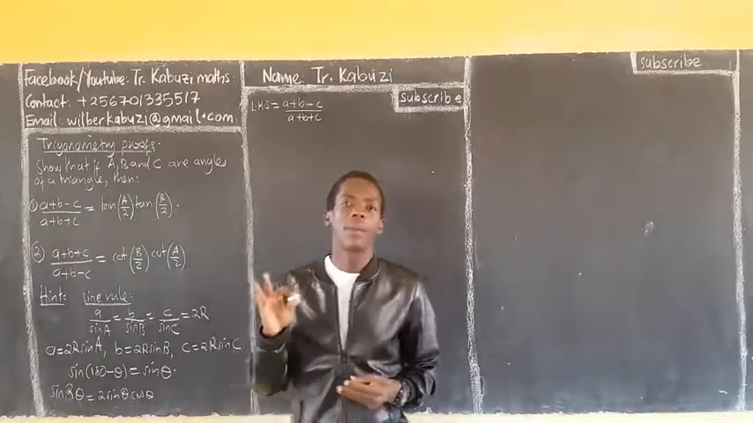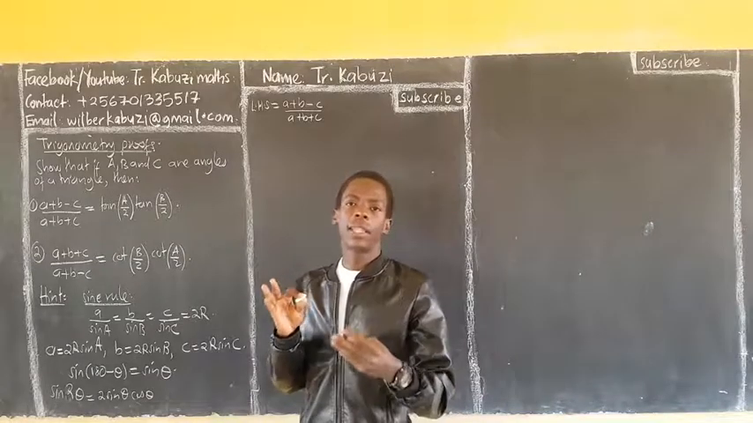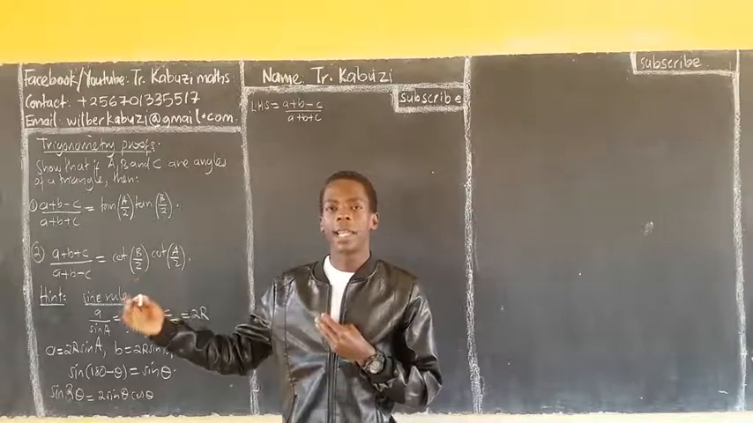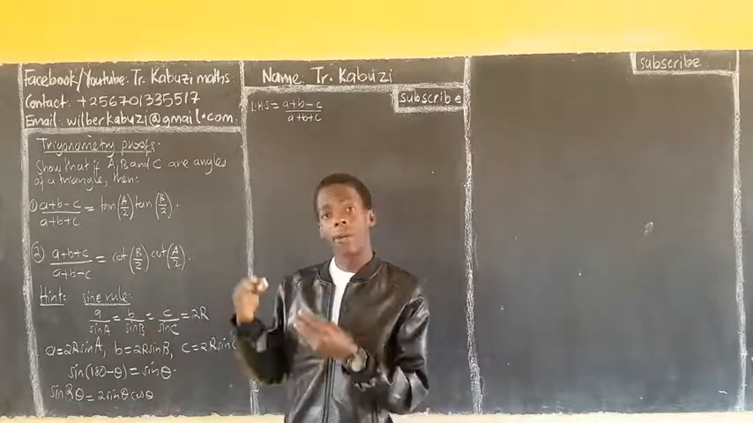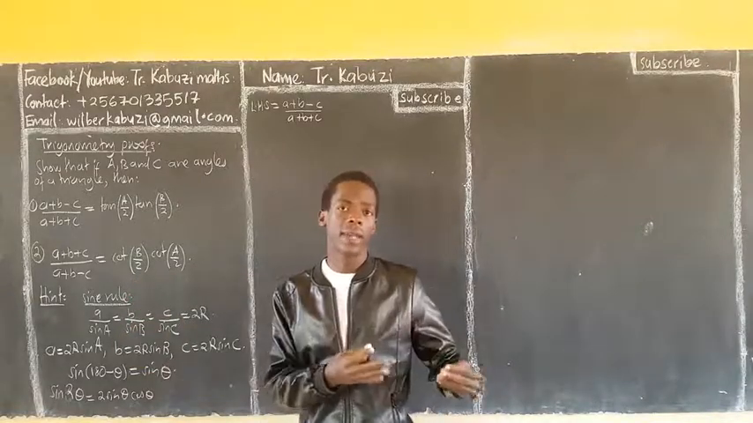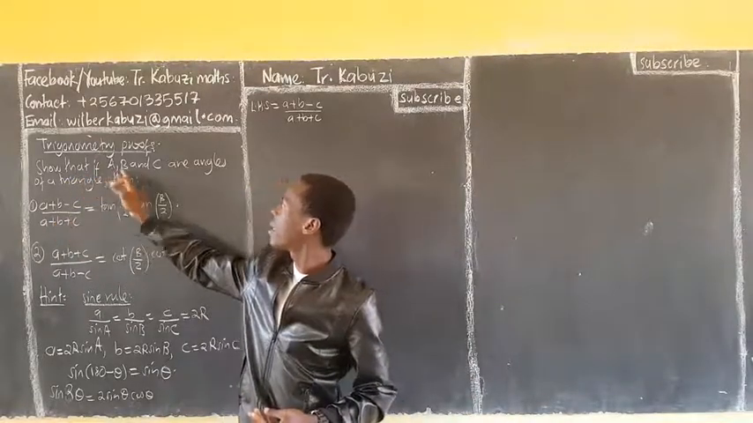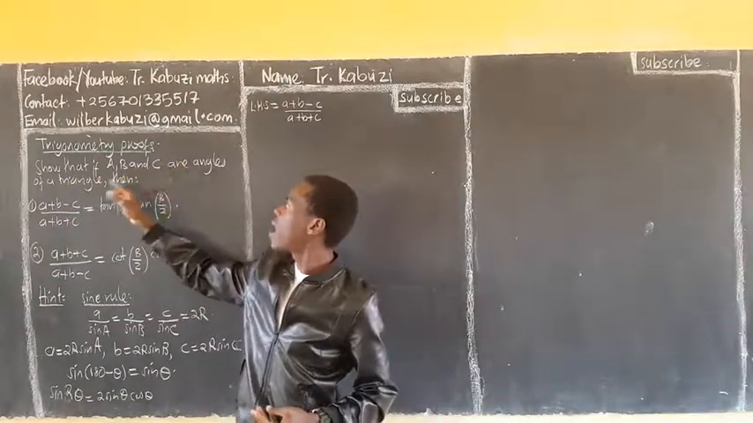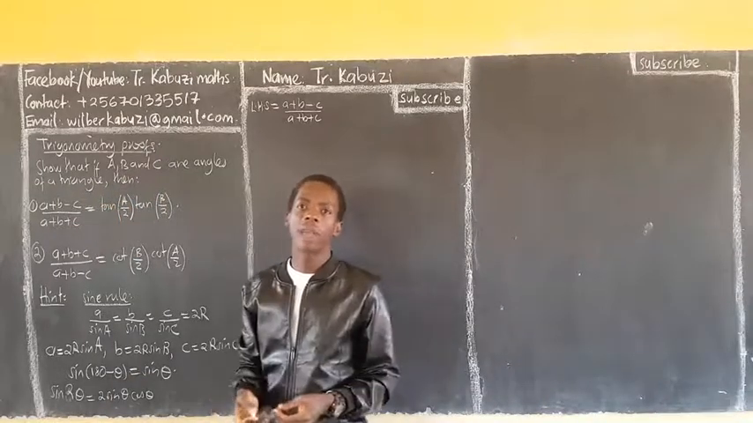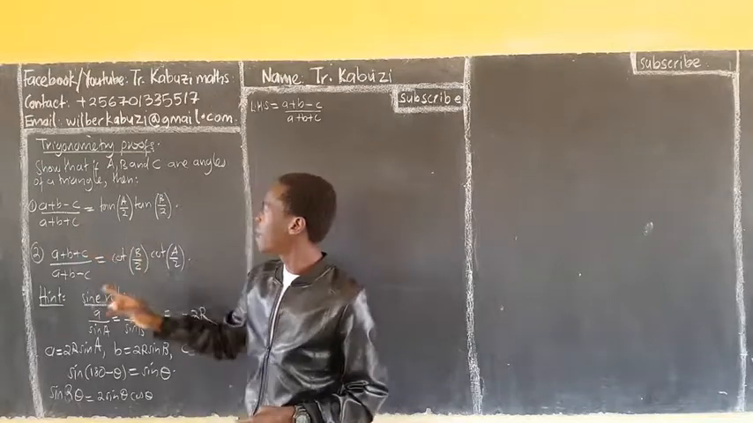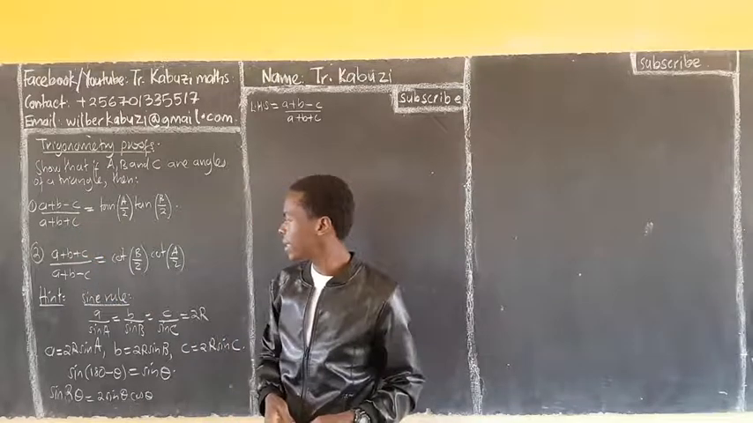Now, to handle these trigonometric proofs, we are going to divide the proof into two sides, the left-hand side and the right-hand side. So we prove that the left-hand side is always equal to the right-hand side. If A, B, and C are angles of a triangle, it means they add up to 180 degrees. I'm going to leave this as an exercise.